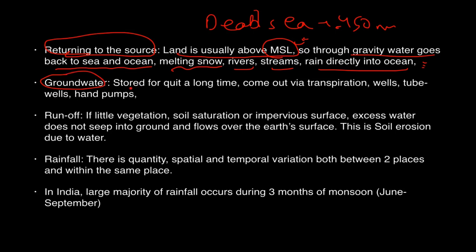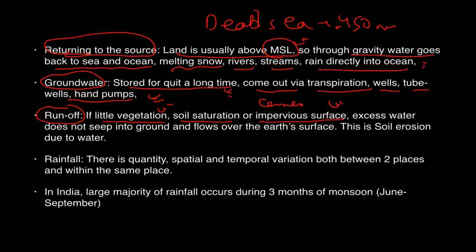Now groundwater is stored for quite a long time, and it comes out via transpiration, through wells, tube wells and hand pumps, etc., and through runoff. What happens through runoff? If there is little vegetation, soil saturation or impervious surfaces are there, if any of these conditions hold, if the vegetation is less, if the soil is saturated or the surface is impervious like cement or tar of road, so excess water will run off. It will not go into groundwater. It will flow over the earth surface. It will go to drains and rivers, so it is lost forever. This is also a reason of soil erosion. This is called runoff phenomena.